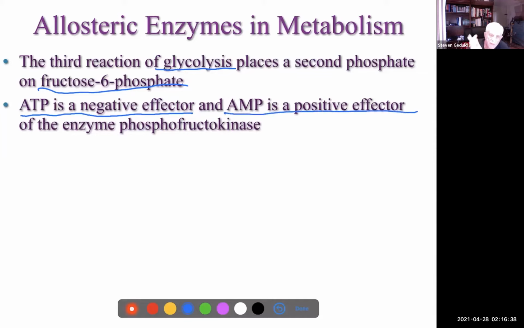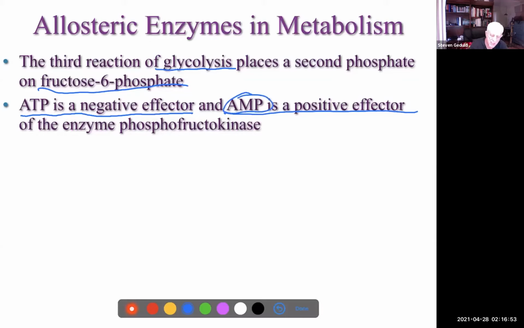ATP is adding triphosphate, which is 3 phosphate groups. AMP is adding monophosphate, which is 1 phosphate group. So AMP goes to ADP and goes to ATP. So if you have extra AMP floating around, you need to make ATP.